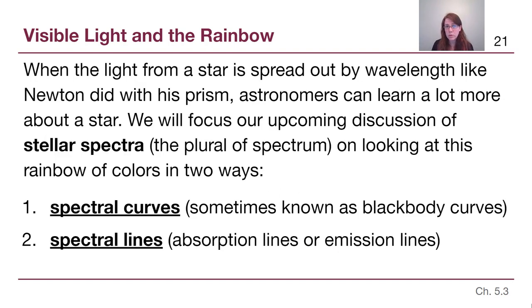Now, when we are able to spread that light out to look at the rainbow, we can learn a whole lot if we look at that information in a couple of different ways. So we'll focus our upcoming discussion of stellar spectra, spectra is the plural of spectrum, on spectral curves and spectral lines. Spectral curves are sometimes known as blackbody curves, and so we'll be learning that term very soon. Blackbody radiation already came up once in our previous video, and we'll be talking about it now. And spectral lines. And in the case of astronomy, we are either talking about absorption lines or emission lines. And by the end of this chapter, not necessarily this video, but also next video, we'll have a really solid understanding on where these spectral lines are coming from.